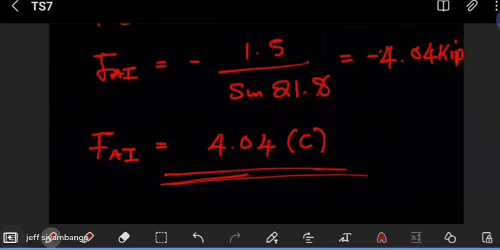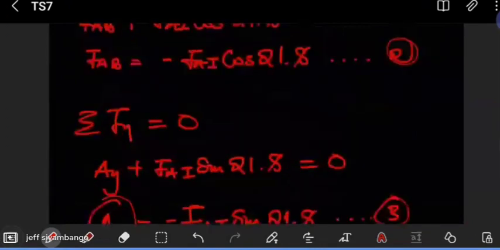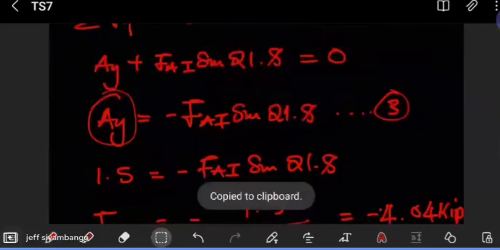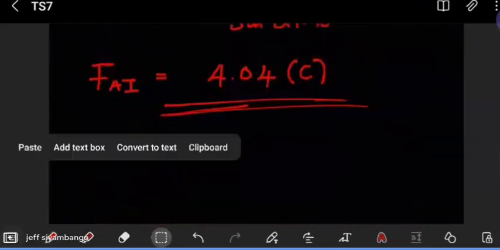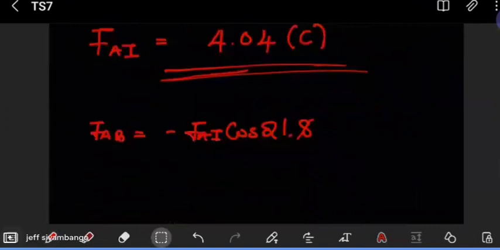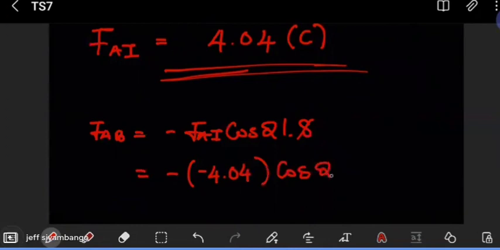We now do the same thing for FAB, but having written equation 2, we'll just get this. Where we have AI, we'll just substitute. But which version of AI are we going to put here? The positive one or the negative one? The negative one. We came up with these equations with the negative one, so you have to keep going with them. So this is going to be negative 4.04, then we have cos 21.8. The answer here will be what?